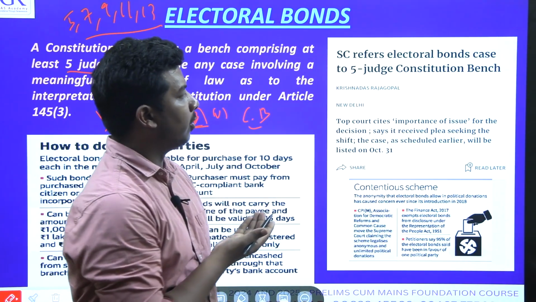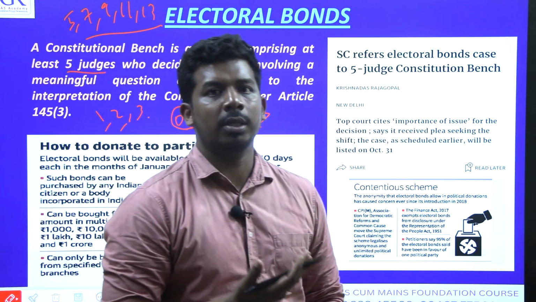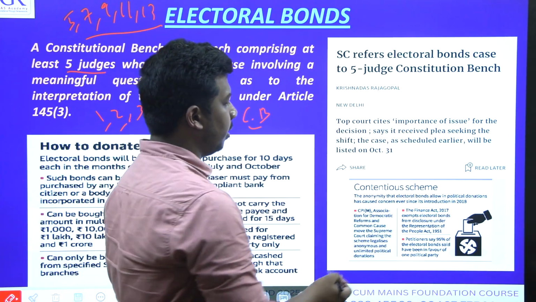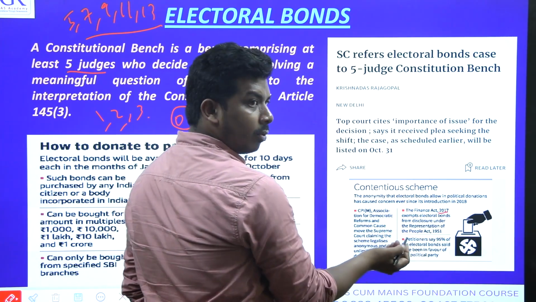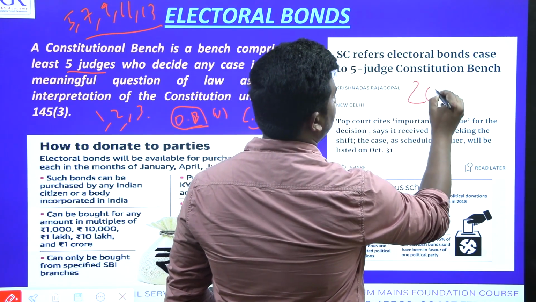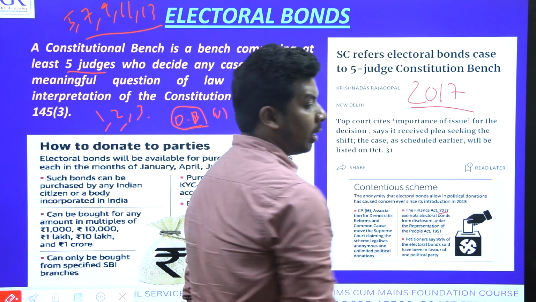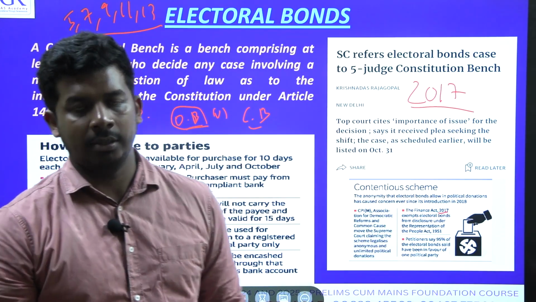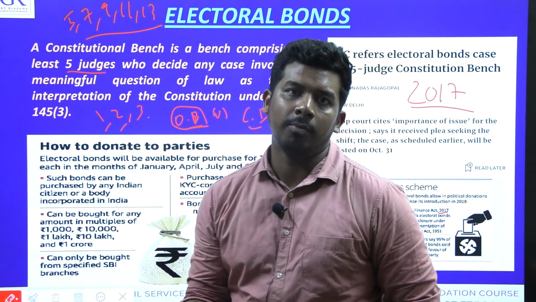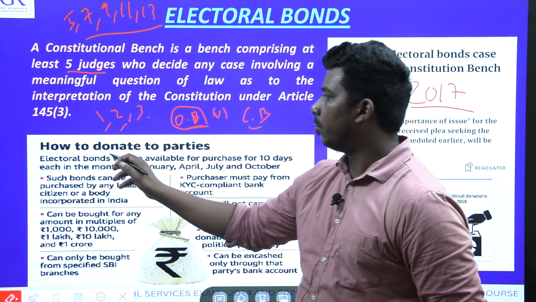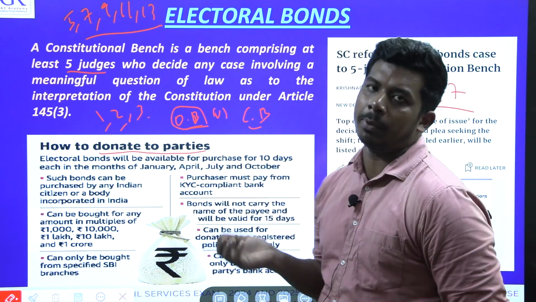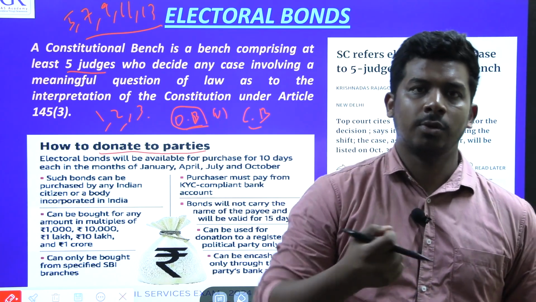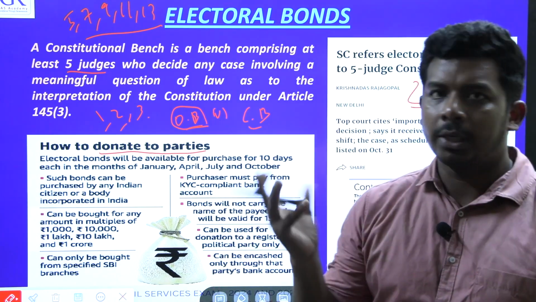So next is electoral bonds. What are electoral bonds? Electoral bonds were a concept introduced in 2017. Hope this is visible. So basically, what are electoral bonds? Simply put, electoral bonds are a tool to donate to political parties. It is an instrument through which you can donate to political parties.